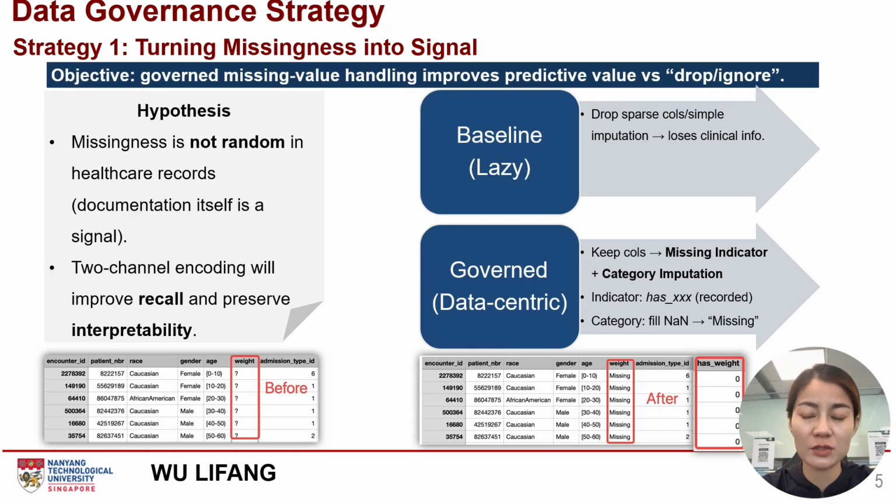On this slide, we demonstrate that missing value governance can produce measurable gains even when the algorithm is held constant. In this diabetes readmission dataset, key fields such as weight, payer code, and medical specialty are heavily missing, and a common shortcut is to drop them, often removing clinically and operationally meaningful signal. To test the value of governance, we run a controlled experiment. We keep the same model, train-test split, and random seed, and change only the pre-processing strategy. Our governed approach uses two-channel encoding, a missing indicator plus an explicit missing category. We expect improved recall while preserving interpretability.